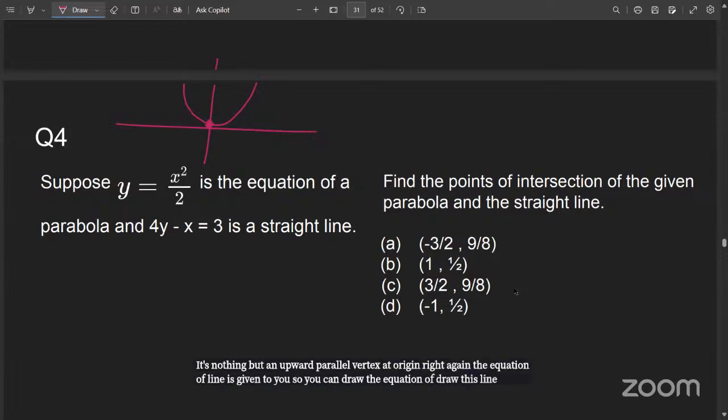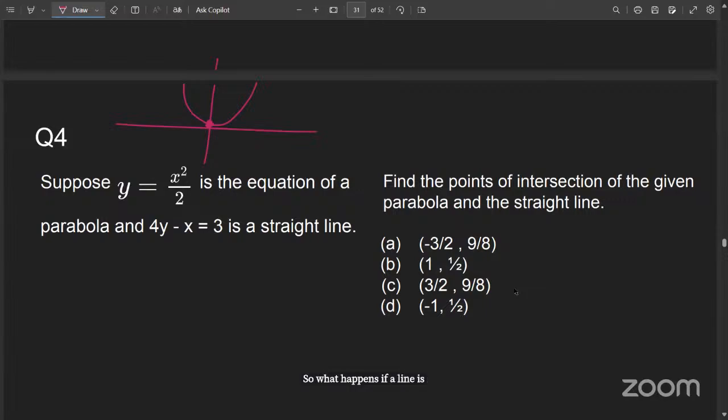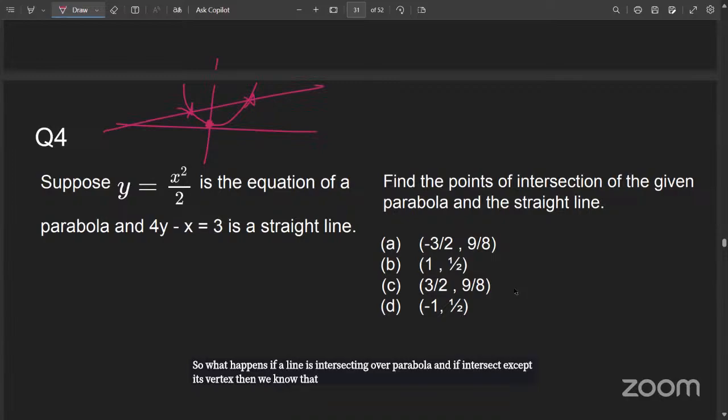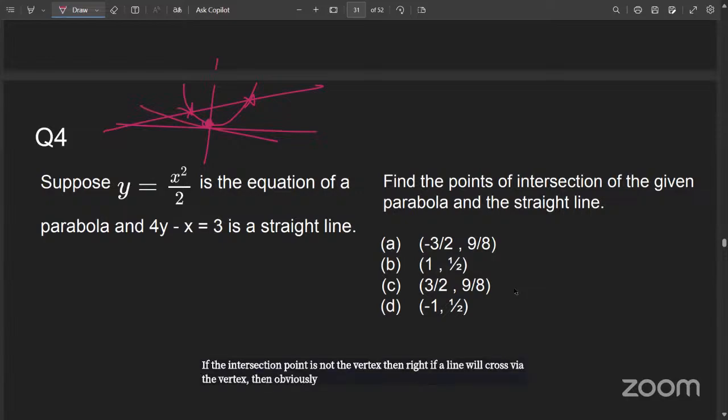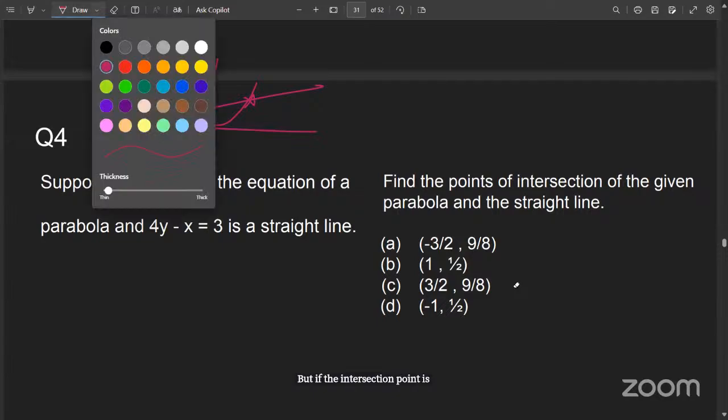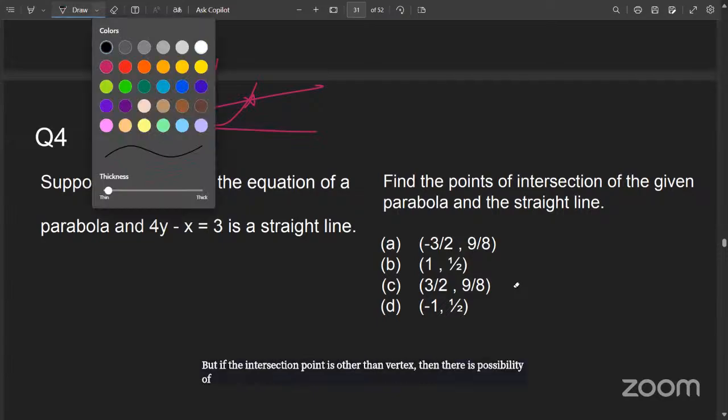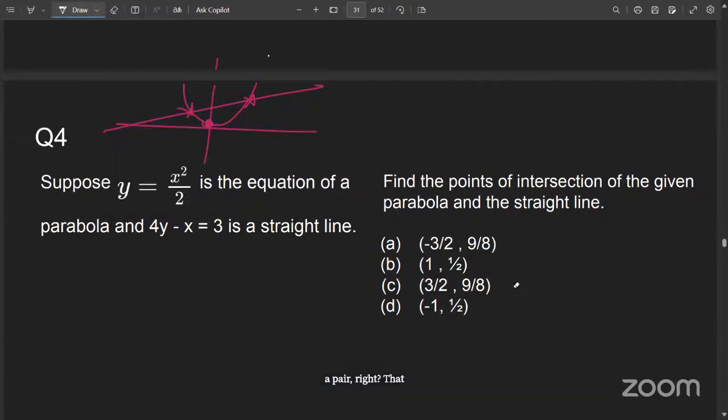So what happens if a line intersects a parabola, and if it intersects other than at its vertex, then we know that there will be two intersection points, right? So you can guess that two options might be correct. Only if the intersection point is not the vertex. If a line crosses via the vertex, then obviously it will be one intersection point. But if the intersection point is other than the vertex, then there is the possibility of a pair. That means you can get two intersection points. And the similar thing is happening here.